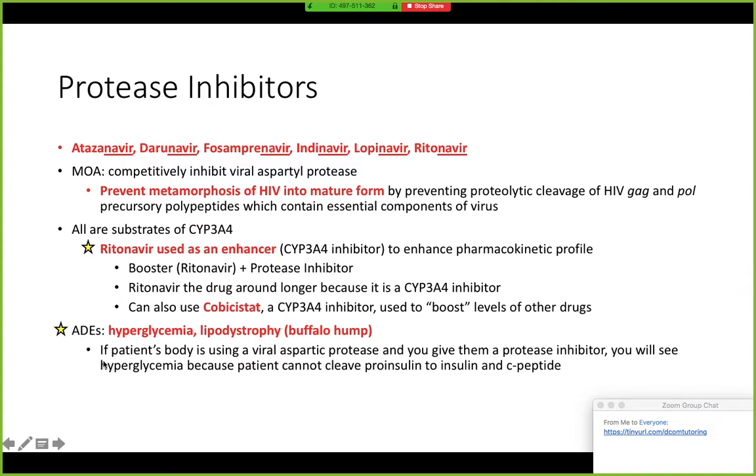She spent a lot of time on this, so I think you could see a question from in here. But she said, if a patient's body is using a viral aspartic protease, and then you give them a protease inhibitor, you're going to see hyperglycemia because the patient cannot cleave proinsulin to insulin and C-peptide.